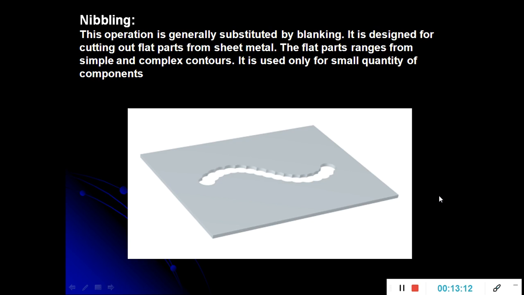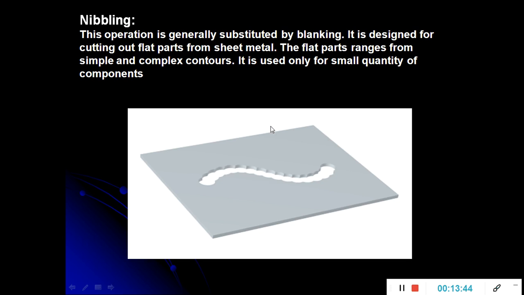Coming to the nibbling operation. Nibbling operation is similar to a blanking operation, but the difference is that here the holes are produced in the sheet metal closely related to each other, or overlapping each other, in the required shape or complex contours. Continuously, holes are generated one over the other in the required contour shapes, which is known as a nibbling operation.